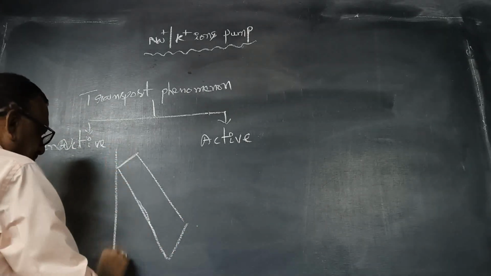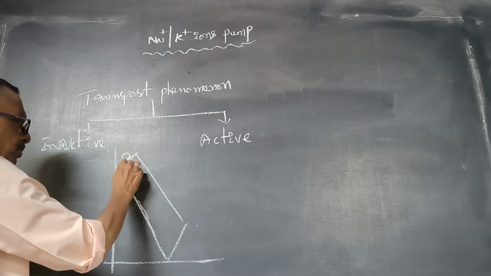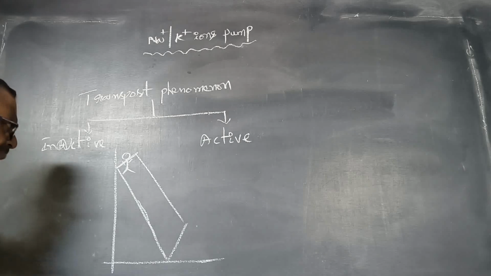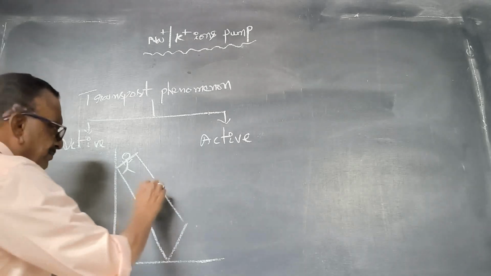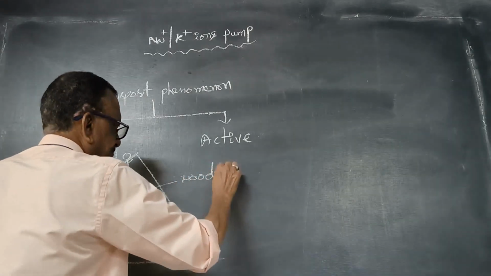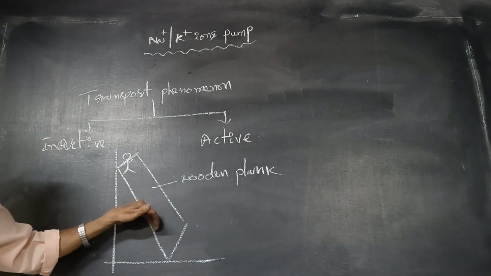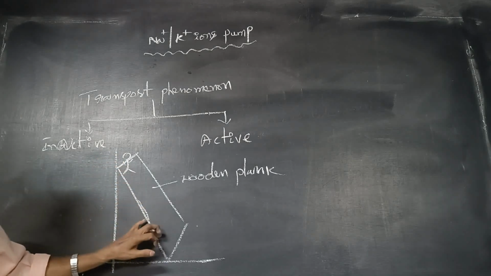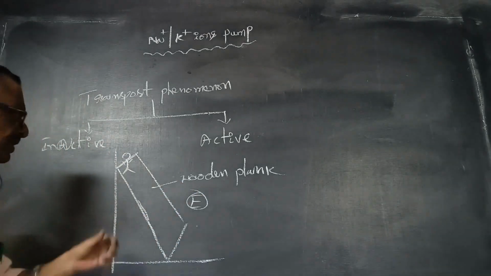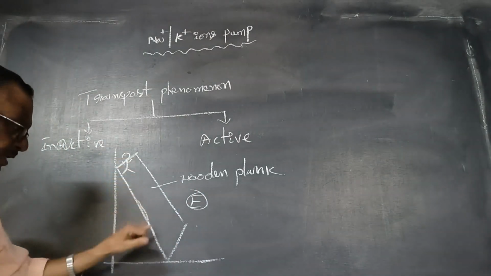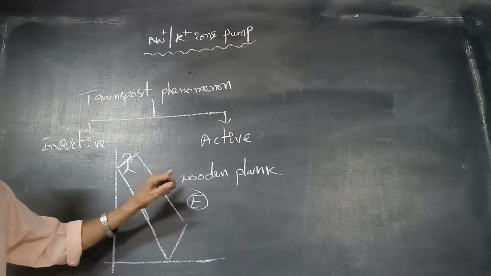For example, here we have a wooden plank. This is the ground. Now, a boy or a girl, a child, is sliding from top to bottom on a wooden plank. Along the direction of gravitational force, the body will move. So in this case, there is no need of energy for moving this body from a higher level to the lower level. It requires no energy. So this process is called inactive form.